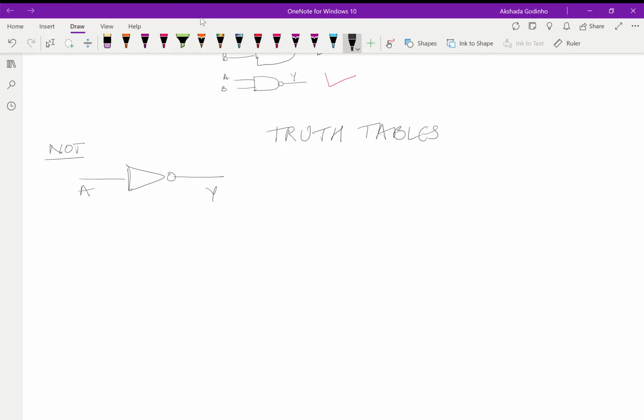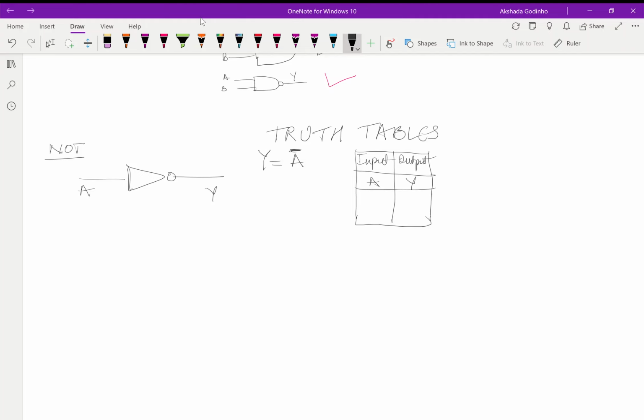Now we have to also remember one small expression for the output. The output expression for the NOT gate is the inverse of the input. Very simple. So what does this mean? If I need to draw a truth table of the NOT gate, I will have to show the input, the output, which is A and Y.